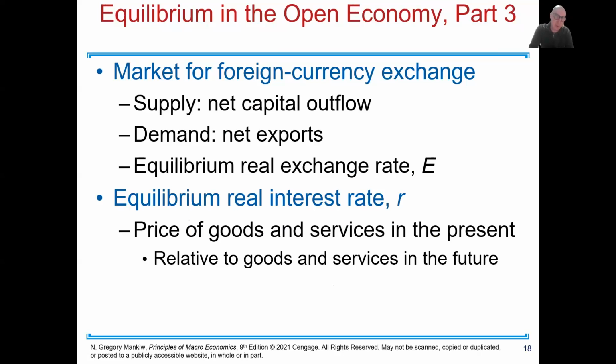The supply is represented by the net capital outflow. The demand stems from the net exports. The point of equilibrium is the exchange rate. So the exchange rate is based off the price of goods and services in present day, and it's relative to goods and services in the future. In other words, we don't account for inflation here.